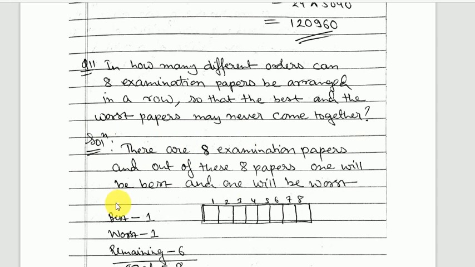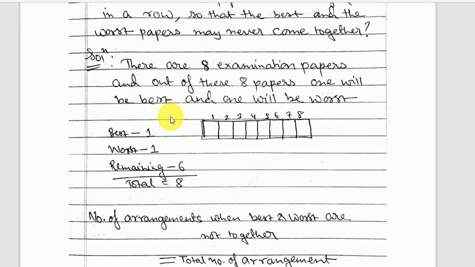There are 8 examination papers, and out of these 8 papers, one will be the best and one will be the worst. So here in a row we have to put all these 8 question papers. I have labeled it. Let's say I'll put question paper in this manner: first position, second, third, fourth, fifth, sixth, seventh, 8th position.